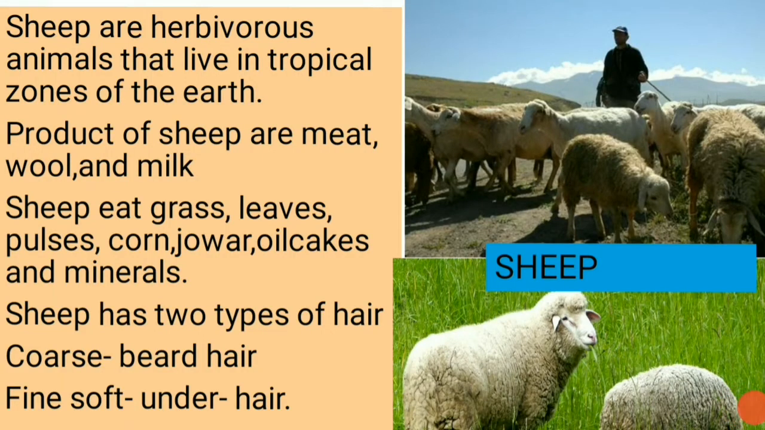Sheep are herbivores, animals that live in the tropical zone of the earth. Products of sheep are meat, wool and milk. Sheep eat grass, leaves, pulses, corn, jawar, oil cakes and minerals. Sheep have two types of hair, that is coarse, that is beard hair, and fine soft, that is under hair.